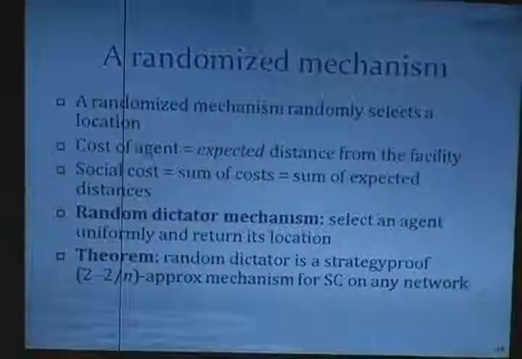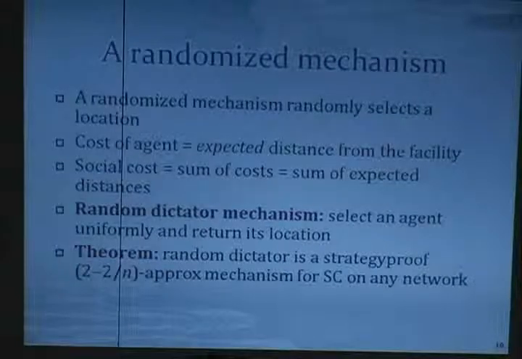Now, the approximation ratio is also pretty easy to prove, but you have to work a bit harder, and I won't give you the proof. Okay, so this mechanism, I guess, gives a sort of proof of concept that using randomization you can do much, much better than deterministically. You can get this good approximation ratio while maintaining strategy proofness.